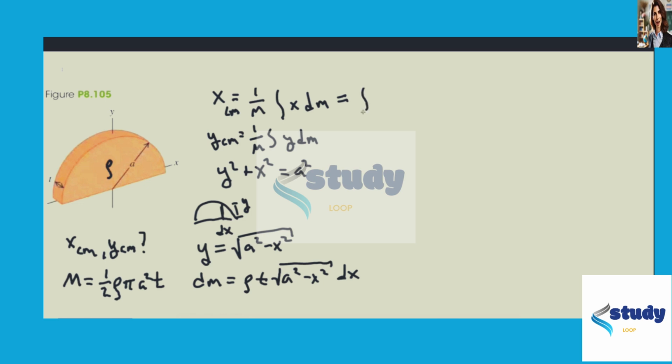And so now this is going to be the integral from x equals negative a to a of, well, let's put the constant stuff out in the front of it. So rho and t are constants. So rho t over m, integral from x equals negative a to positive a of x times the square root of a squared minus x squared.